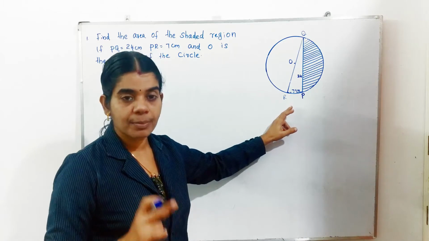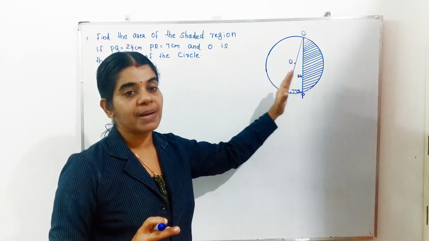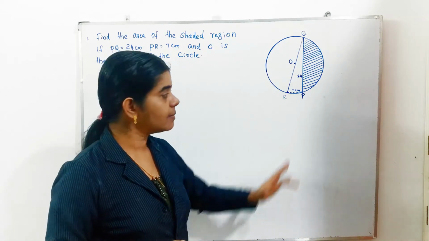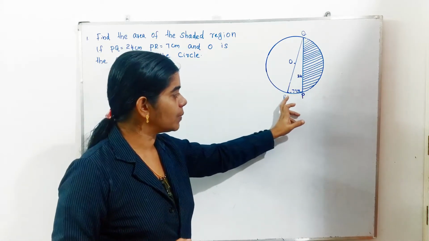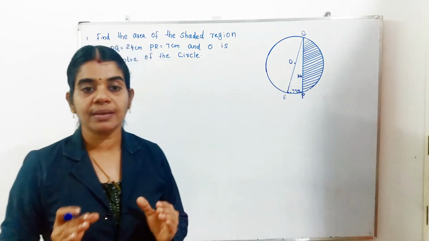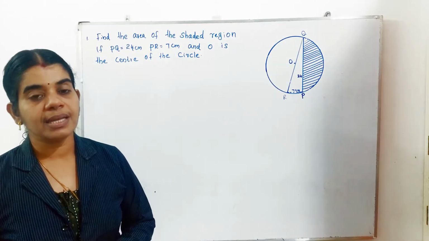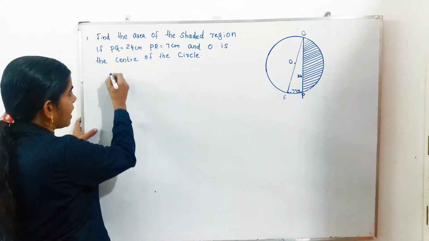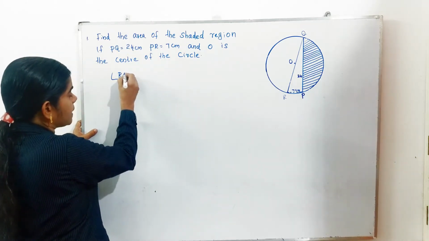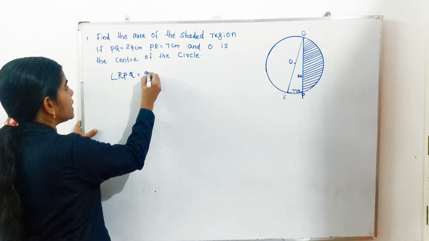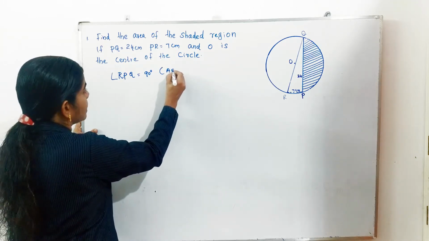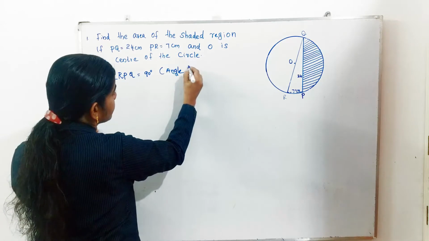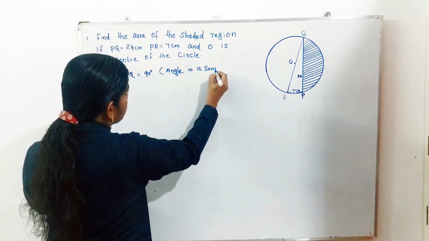You already studied the angle in a semicircle. QR is the diameter of the circle. A diameter bisects the circle into two, so each part will be a semicircle. So angle RPQ is equal to 90 degree, because the angle in a semicircle is equal to 90 degree.